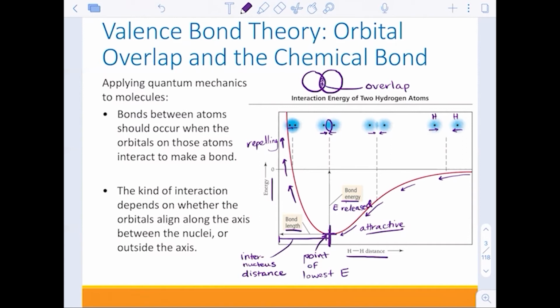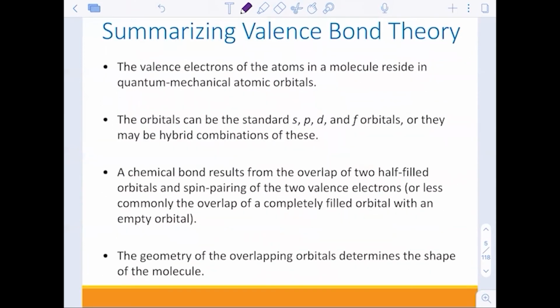The first thing that we want to be able to look at is just this basic idea of, well, what type of overlap do I have? What atomic orbitals do my valence electrons reside in? So in valence bond theory, the valence electrons create the bond. There's where we get the name. The valence electrons of the atoms in a molecule reside in a quantum mechanical atomic orbital. These are our s, p, d, and f orbitals.